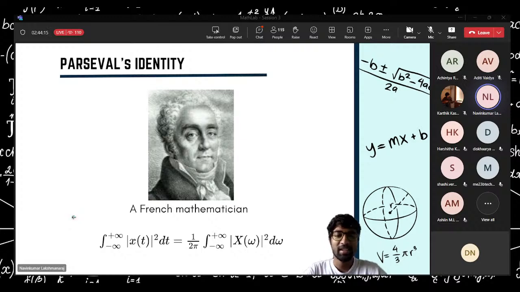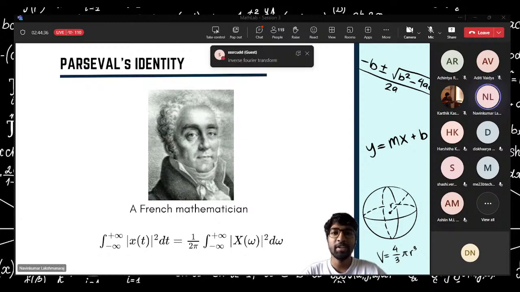It says that the integral from minus infinity to infinity of the absolute value of x of t squared dt is 1 over 2 pi times the same integral, but with the function represented in the frequency domain instead of the time domain. So how is this important? Well, it's a pretty useful tool which helps you in calculating integrals.